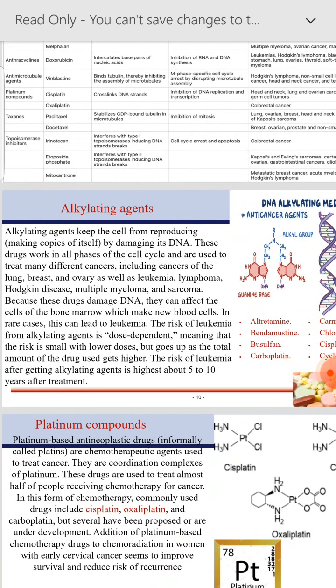Let's quickly talk about the alkylating agents. Those are the agents that keep the cell from reproducing by making up new copies by damaging its DNA. These drugs work in all phases of the cell cycle and are used to treat many different cancers, including cancers of the lung, breast, and ovary, as well as leukemia, lymphoma, Hodgkin disease, multiple myeloma, and sarcoma. These drugs can damage the cells of the bone marrow, which make new blood cells.